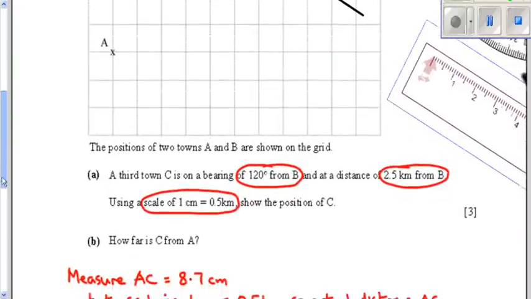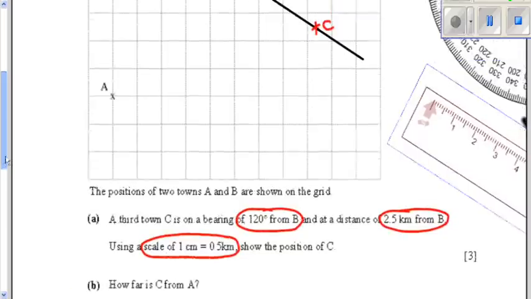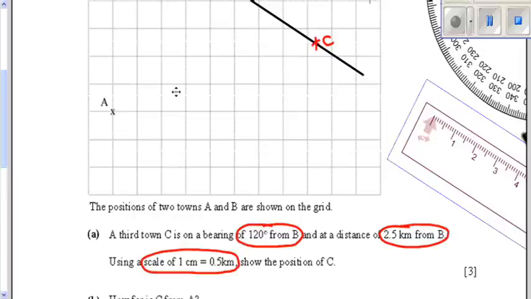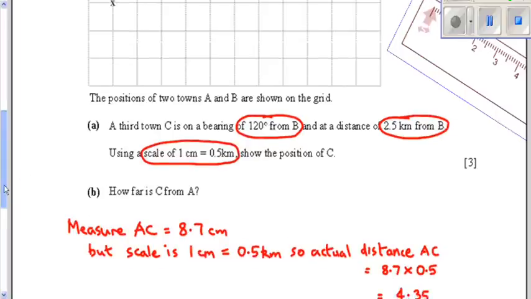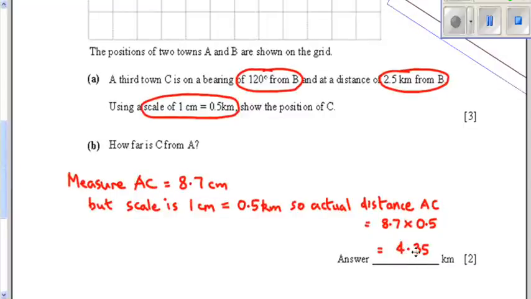Okay, the second thing is, how far is C from A? So we know where C is, we know where A is, it was given, so we need to measure. Just put a ruler between A and C, and when you measure that, you should get 8.7 centimeters. But again, going back to the scale, we know 1 centimeter is 0.5 kilometers. So 8.7 centimeters is going to be 8.7 times 0.5. And when we work that out, it turns out to be 4.35 kilometers.